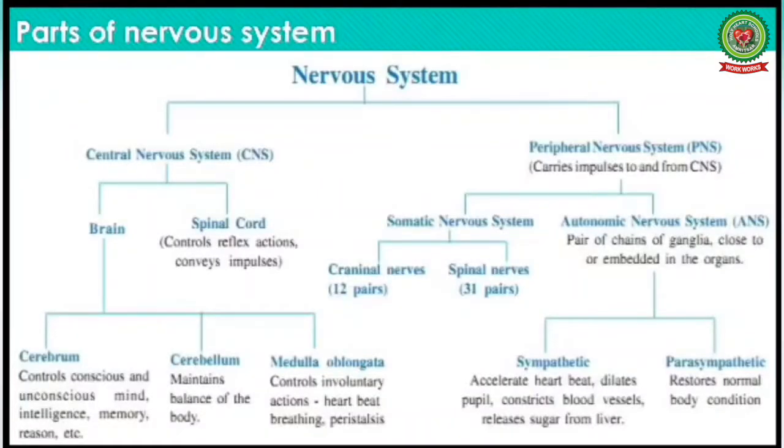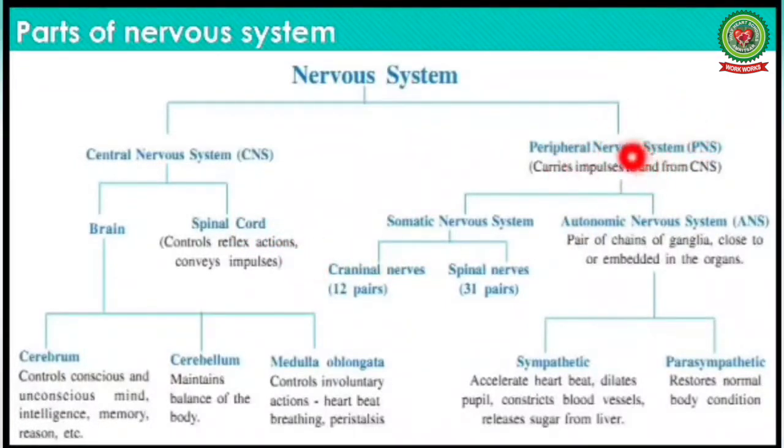Now, parts of nervous system. The nervous system includes two major parts, that is central nervous system and peripheral nervous system. First of all, central nervous system, which includes the brain and spinal cord and having thousands of interconnecting neurons which act like a central telephone exchange. It coordinates, integrates and controls various nervous activities of the body.